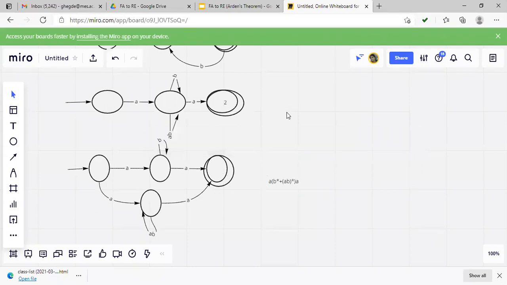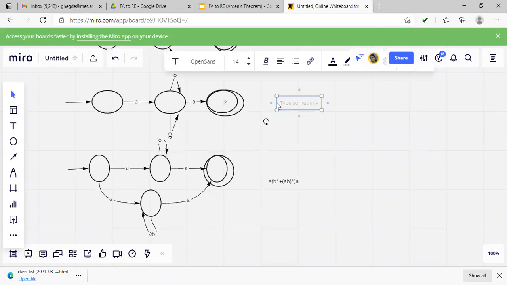Right? But here, what we have here, we have the loop at a single state. Right? So what we'll have here, we'll have A, B or AB whole star. This or this. Since it is at the same state, it will be either this or this. And then to the final state. Did you get the difference, students? Did you get the difference between this diagram and this diagram?